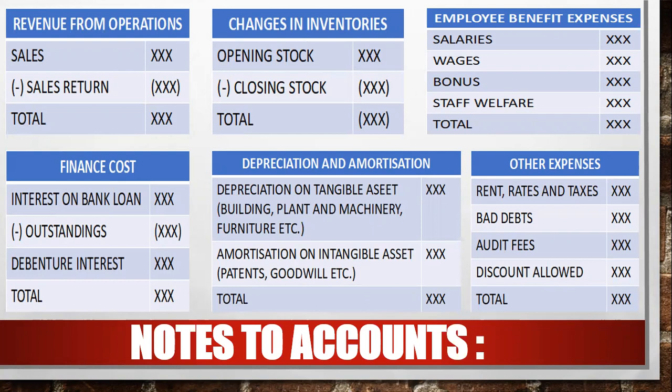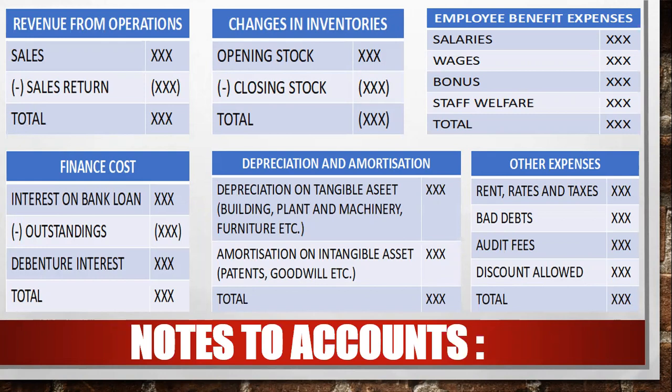In brackets you can write, for example, my opening is 40,000 and closing is 42,500, so 2,500 is negative. Whatever amount it is, you can write. If you are preparing changes in inventory, it's okay. And there is depreciation. You can prepare depreciation and amortization also. As I told you, depreciation on tangible and intangible assets, and amortization on intangible assets. And employee benefit expenses are there, like salary, wages, bonus, staff welfare, whatever it may be.